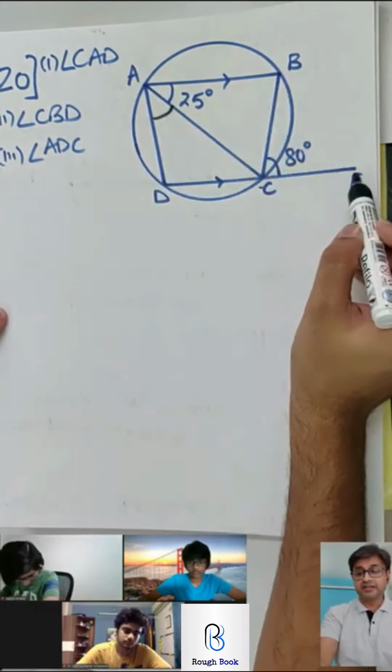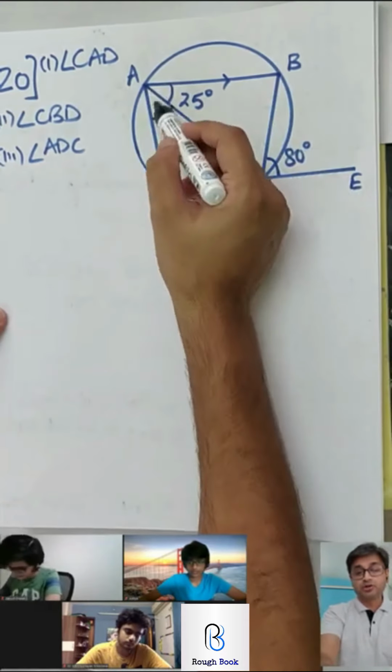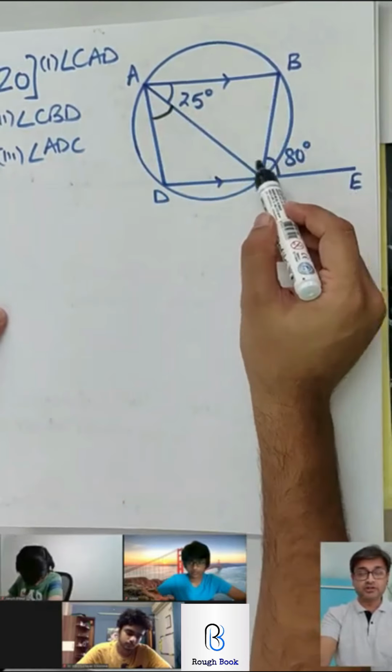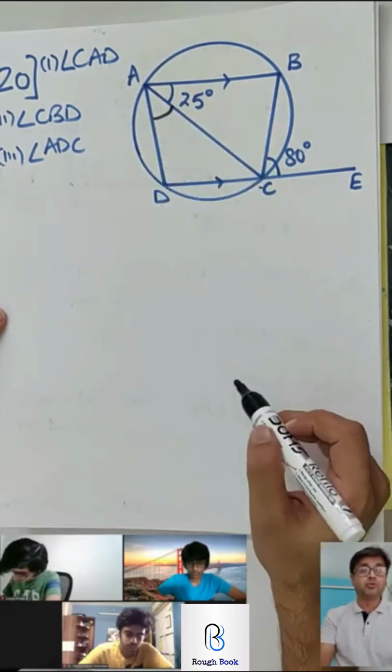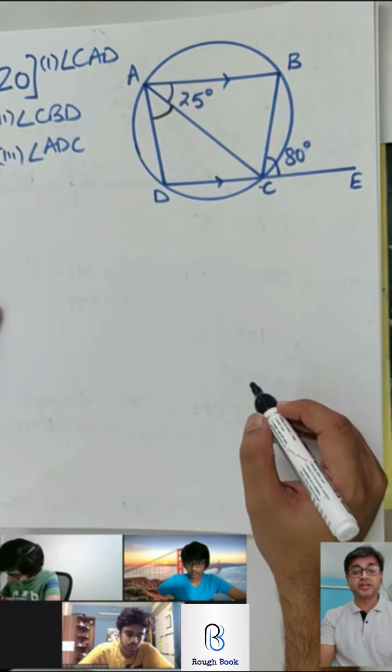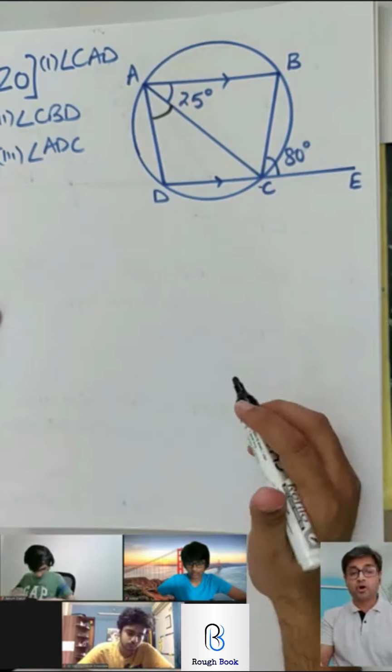Perfect. He says BCE is 80, so BAD also will be 80. Exterior angle equals its interior opposite. And if this entire angle is 80, and this is 25, the remaining will be 55. That's perfect. So let's get CAD first. Then we'll talk about CBD.